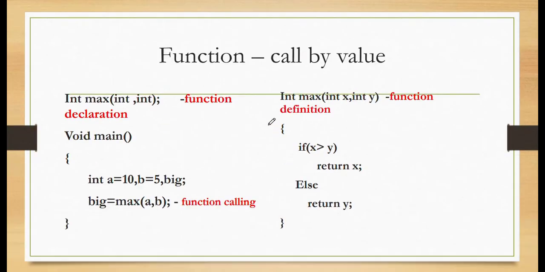in a function there are two types. One is call by value and another one is call by reference. If you are passing a value to the function, that is called call by value. In a function there are two types: call by value and call by reference. So now we are going to see call by value. That is, whenever you are passing a value inside the function, that is called call by value.